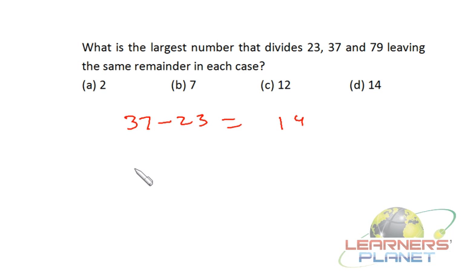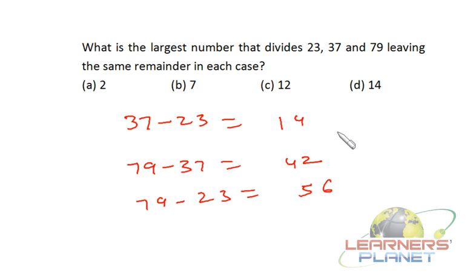Then let's subtract 37 from 79. It's 9 minus 7 is 2, 7 minus 3 is 4, so 42. Then 79 minus 23: 9 minus 3 is 6 and 7 minus 2 is 5, so 56. So we are looking for the HCF of 14, 42 and 56, and that will definitely be 14. So 14 is the correct choice.